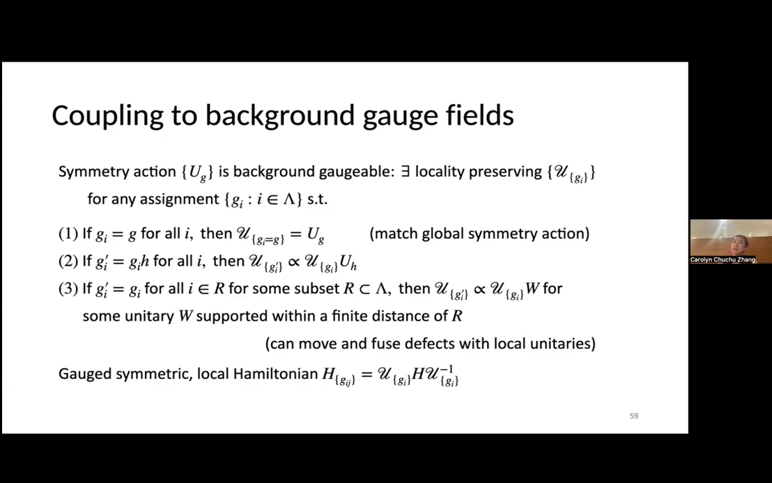One way to say it is, if you have this phase here, that's usually okay for background gauging. That's not okay for dynamical gauging. And so we're allowing for that phase, but we're saying that we can't even do this procedure even if we allow for the phase. And so we can't even background gauge the system. We can't get a consistent definition of these curly U operators.